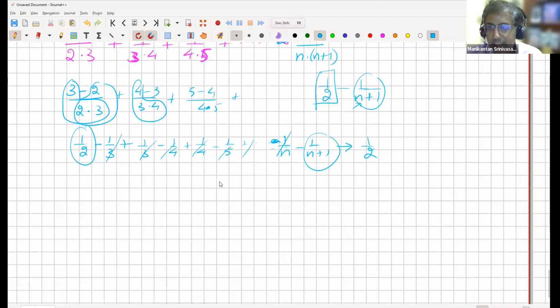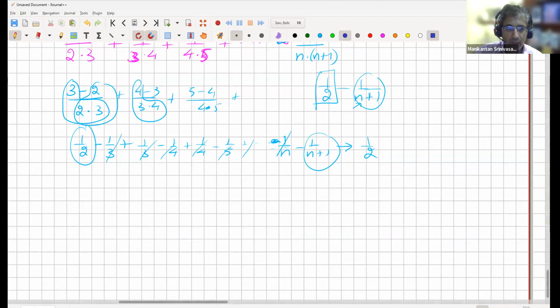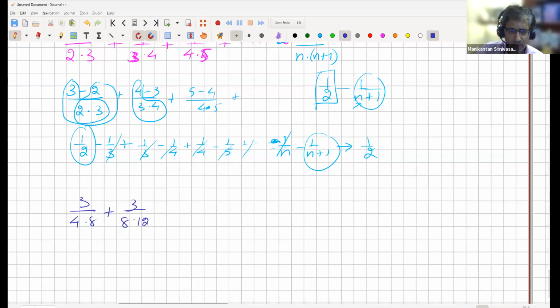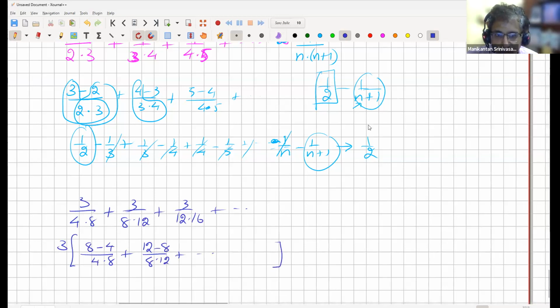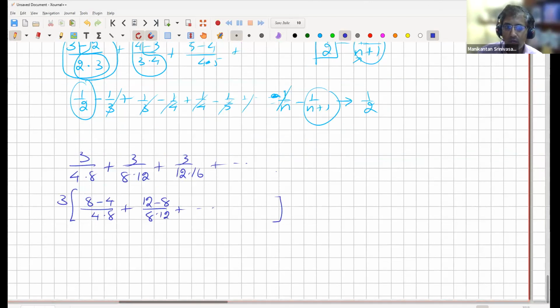Okay, all right. So that's telescopic cancellation. And not always it'll be like a laddu like this, right? They could twist it. For example, they can have 3 by 4 into 8 plus 3 by 8 into 12 plus 3 by 12 into 16. Now, what can we do? We can take 3 common outside. That's the first thing. And then we want to write it as 8 minus 4 by 4 into 8, and we want to write this as 12 minus 8 by 8 into 12, so that we can follow the same approach as before. But the numerator is 4, 4, 4, 4, right? We want 1, 1, 1, 1, but no problem.